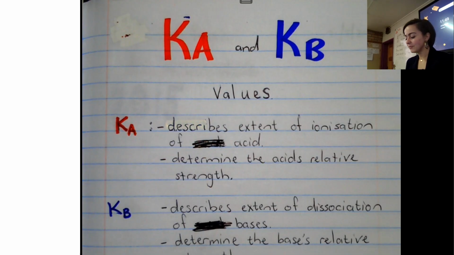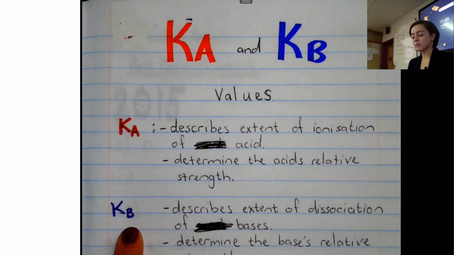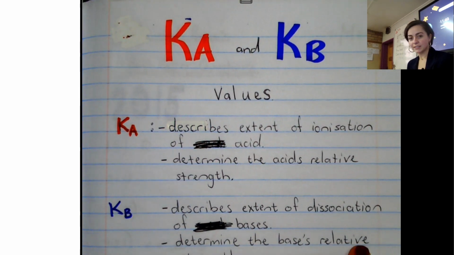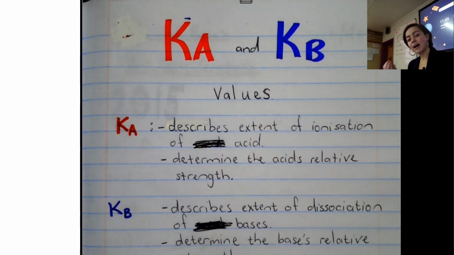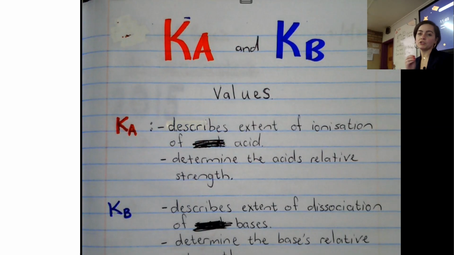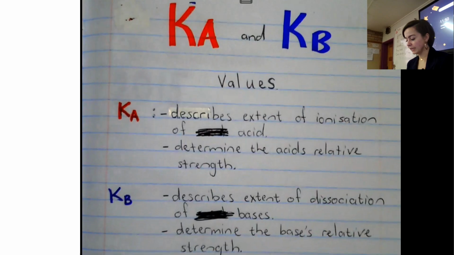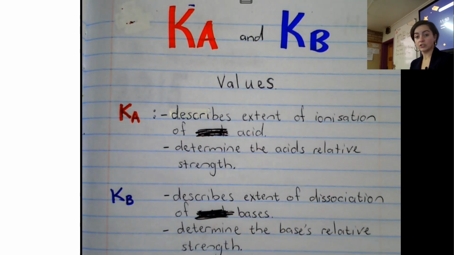Same thing for the equilibrium constant for bases. It describes the extent of dissociation of bases, and it determines the base's relative strength. If I have a high value, then my base will dissociate mostly, although not completely, whereas if I have a low value, then my weak base will dissociate to a smaller degree. For an example, see slides 60 and 62 that I've shared on the group. Just go check that out.